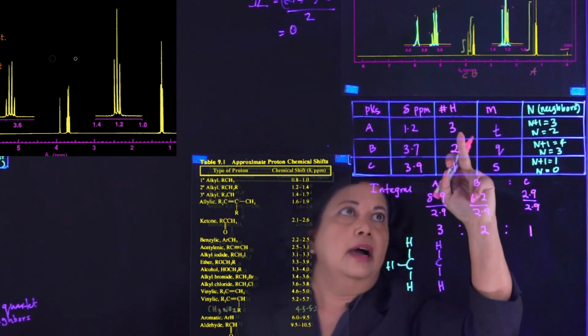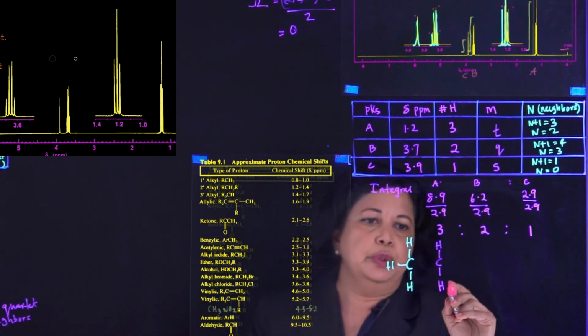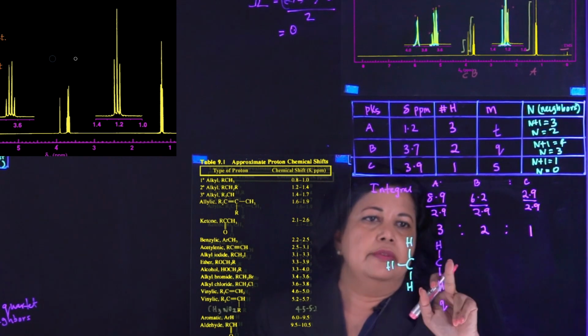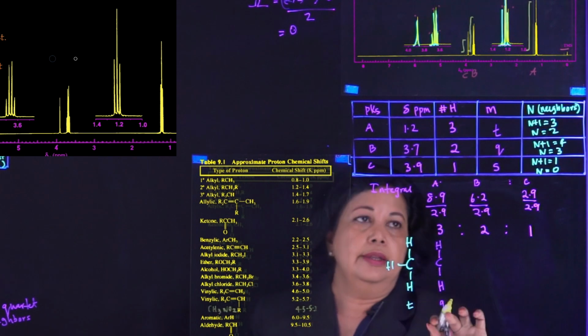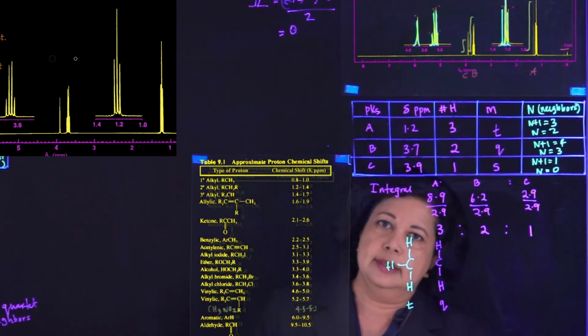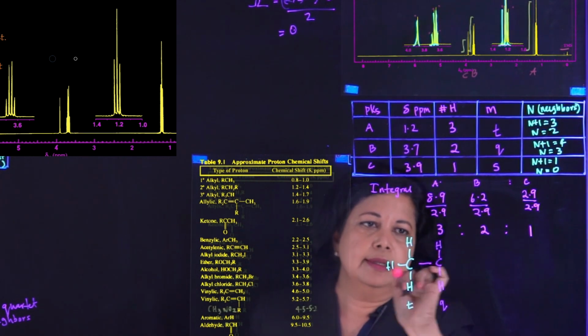Next thing is, are they next to each other? Well, if you have a neighbor with 3 hydrogens, you would be a quartet. If you have a neighbor that has 2 hydrogens, you will be a triplet. And there you go, triplet, quartet. So obviously, yes, they are neighbors.